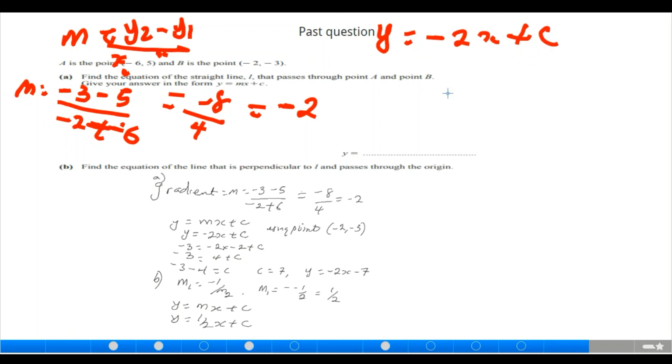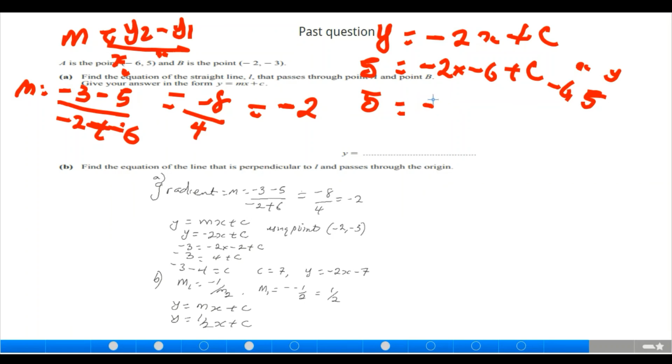Now bringing that into the equation, y equals minus 2x plus c. We need to get c, so we pick any of the points. Let's pick the first point, which is (-6, 5). So x is minus 6, y is 5. We have 5 equals minus 2 times minus 6 plus c. Minus times minus will give us plus 12, so we have plus 12 plus c.